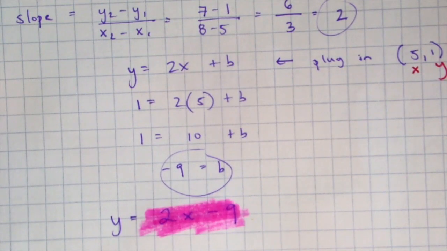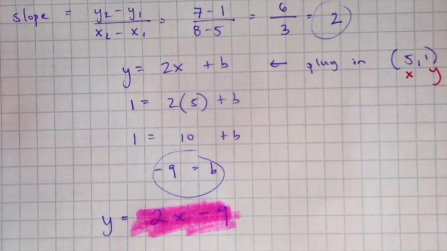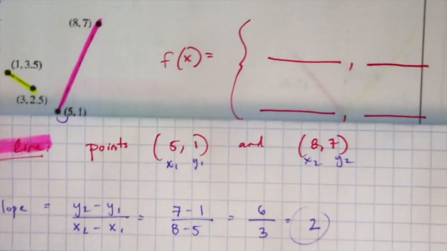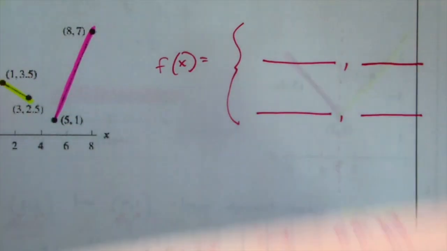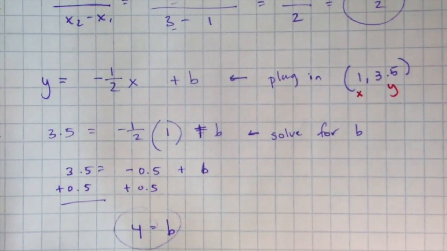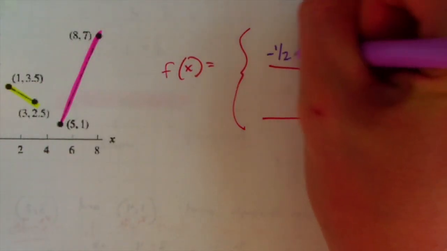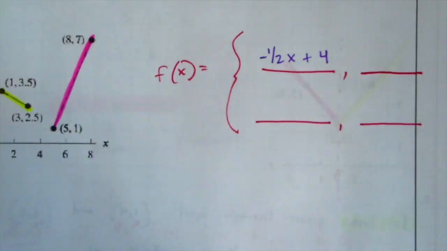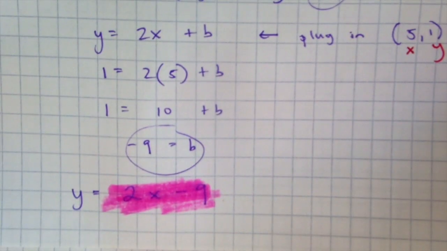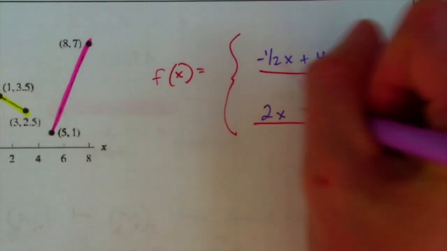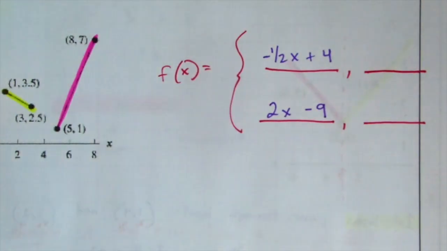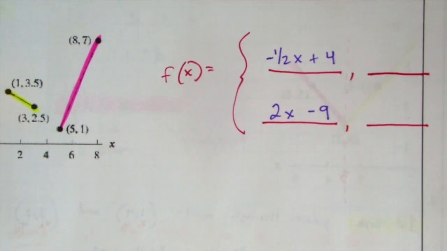All right, we are ready to put this all together into our function rule. So my first equation is going to go here. My first equation was negative 1/2 x plus 4. My second line was 2x minus 9. And now I just have to define the domain.